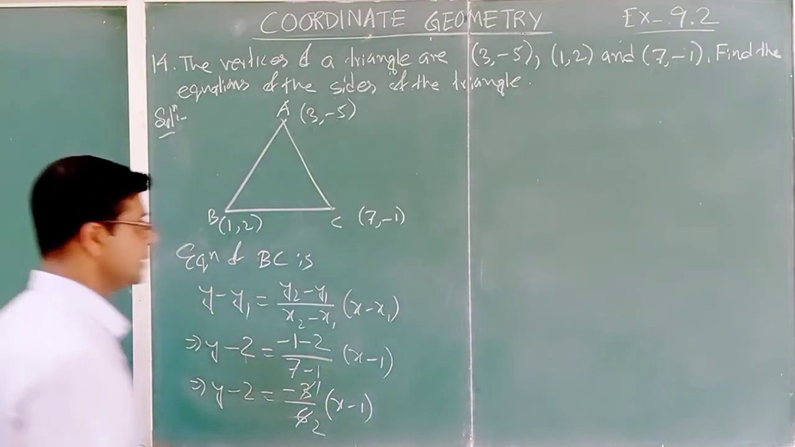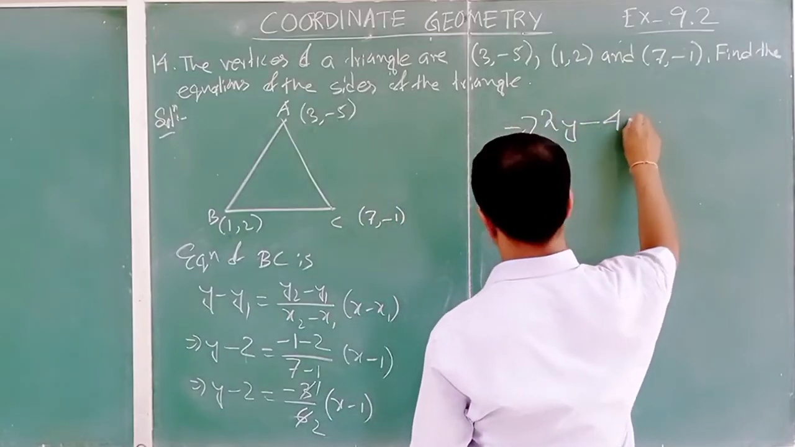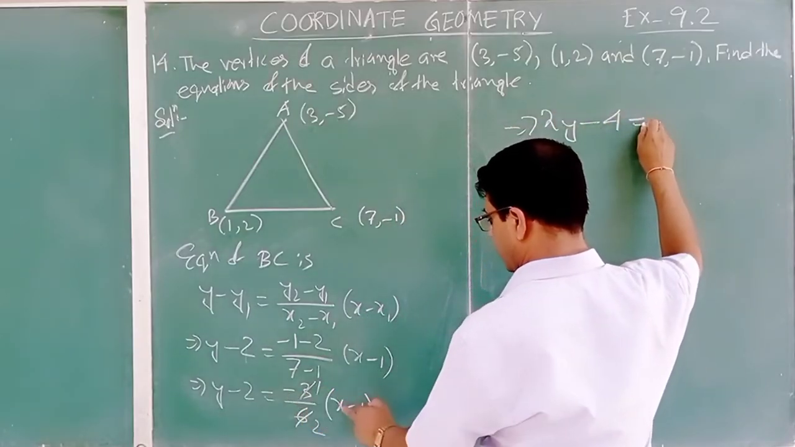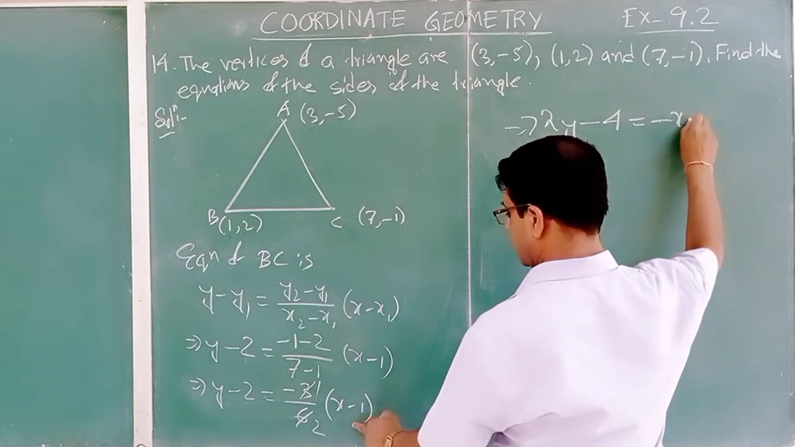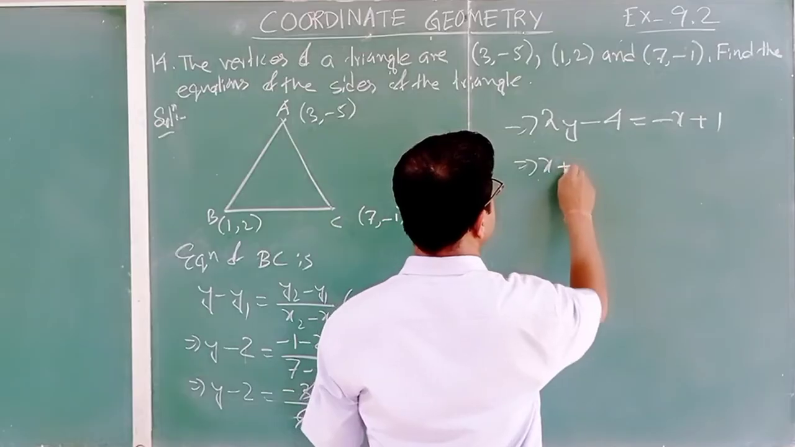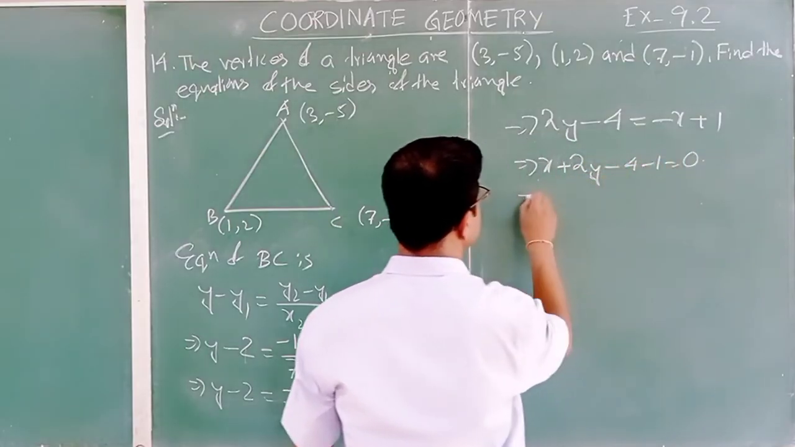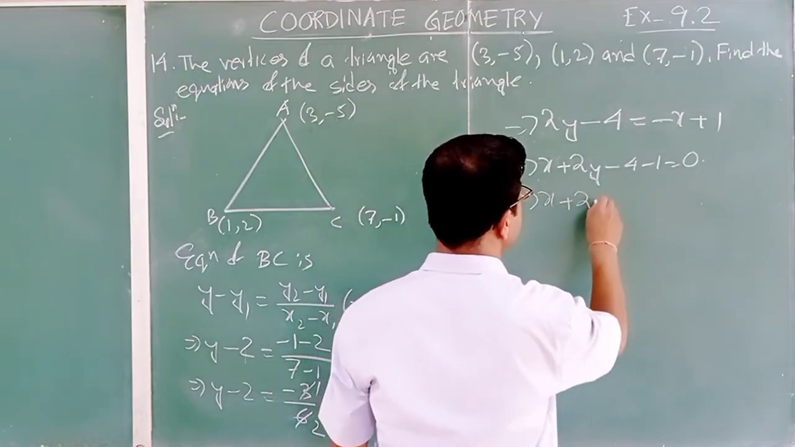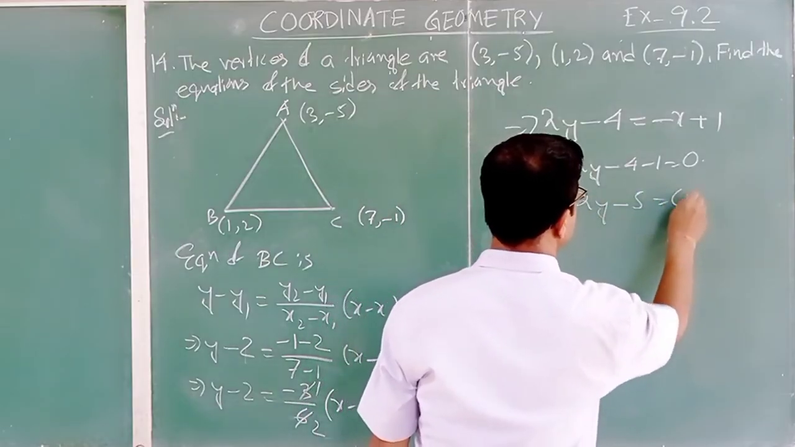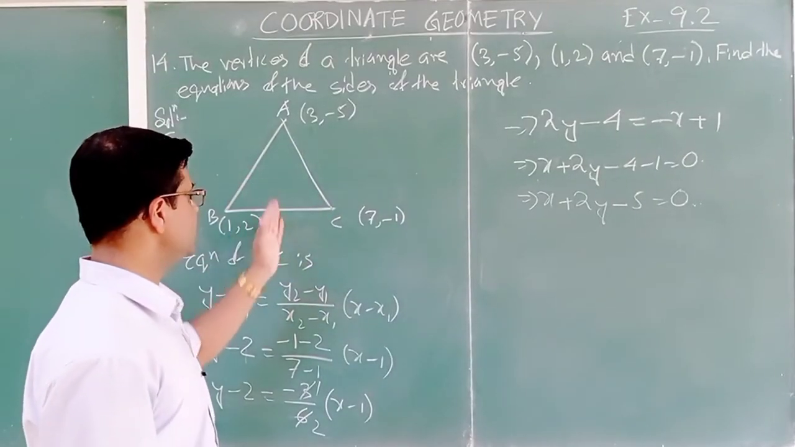Let us cross multiply. So it is twice y minus 4. Now with minus 1 you shall multiply, so minus x plus 1. Let us take everything on the left hand side. x plus twice y minus 4 minus 1 is equal to 0. So x plus twice y minus 5 is equal to 0. Thus we have found the equation of AB, then BC, then AC.